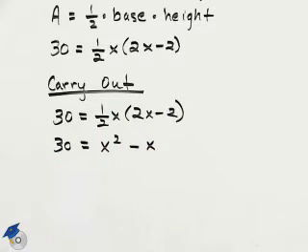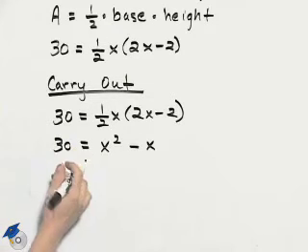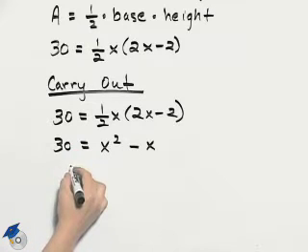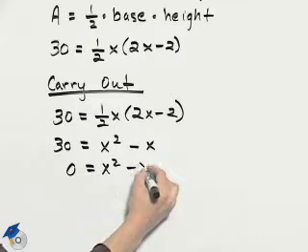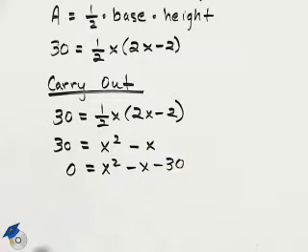I note that I have a squared term, so I'm going to have to get one side equal to 0. The easiest thing to do is to subtract 30 from both sides of the equation, so we'll have 0 equals x squared minus x minus 30.